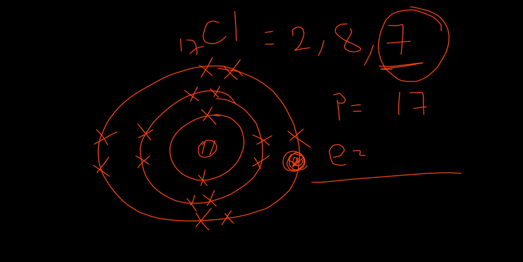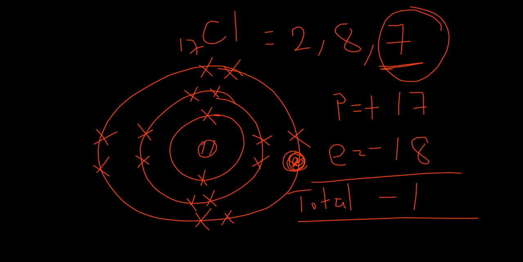So that's 18. What is the charge of proton? It's positive. So I'll put positive here. What about the charge of electron? It's negative. So I'll put negative here. And let's find the total or net charge of chlorine. 17 positive minus 18 will give us what? Minus 1. So chlorine now has become chlorine minus 1. So that is the charge of chlorine currently.